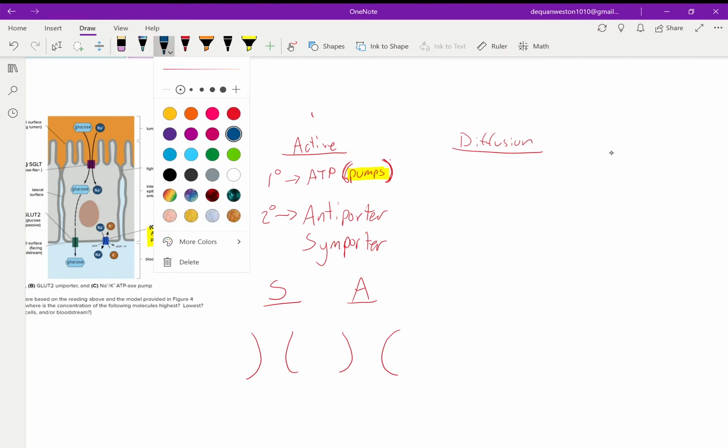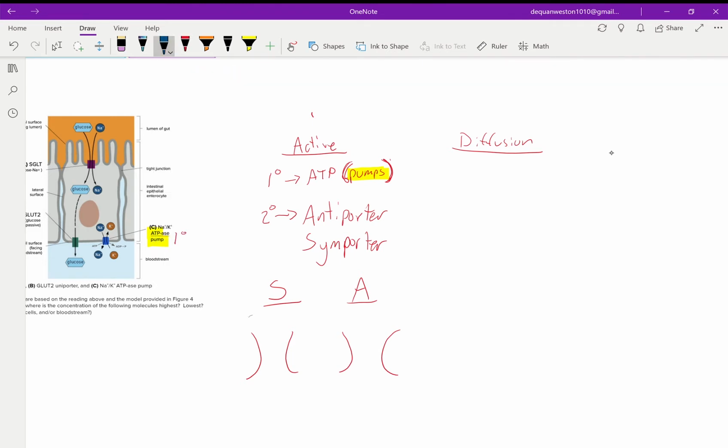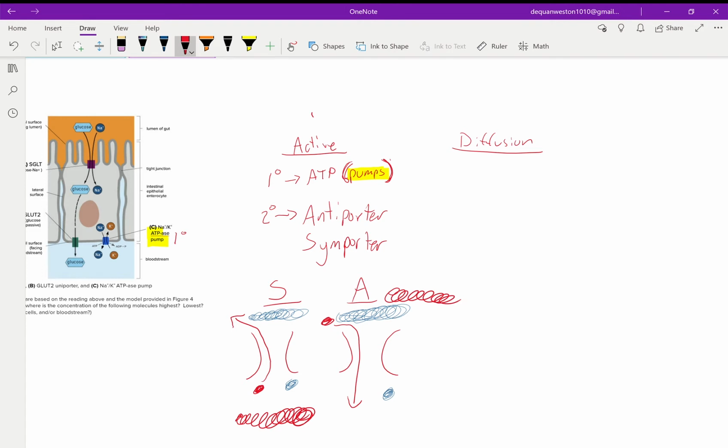And one second, I'm just drawing this picture. So there's a lot of blue up here, and there's a lot of red here.